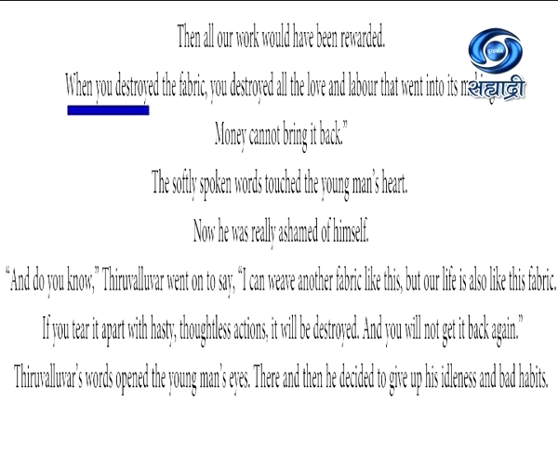When you destroyed the fabric, you destroyed the labor that went into its making. Money cannot bring it back. The softly spoken words touched the young man's heart. Now he was really ashamed of himself.